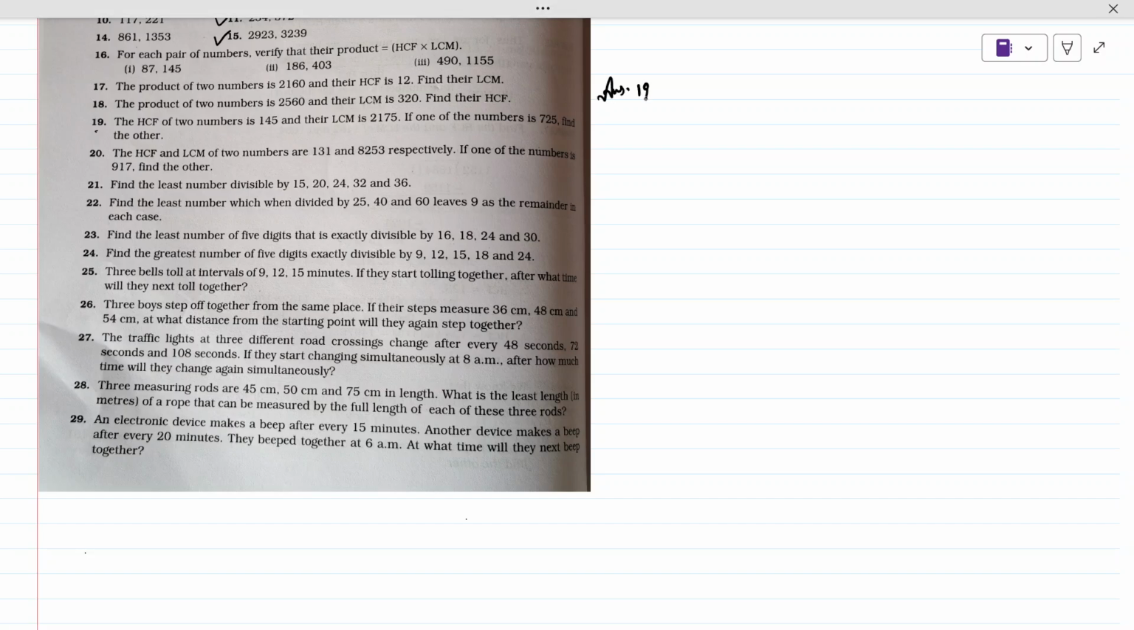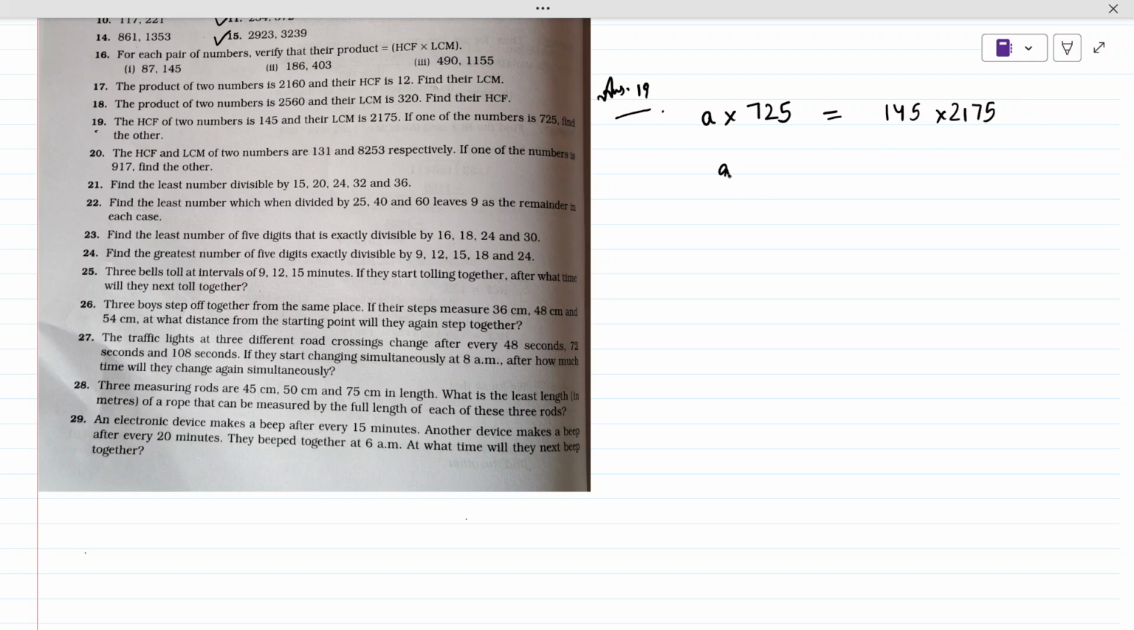Answer 19. How do we have to do this? The HCF of two numbers is 145, and the LCM is 2175. One of the numbers is 725, find the other. Let the number which is not given to us be A, the other number is 725. Their product will be equal to the product of 145 and 2175.